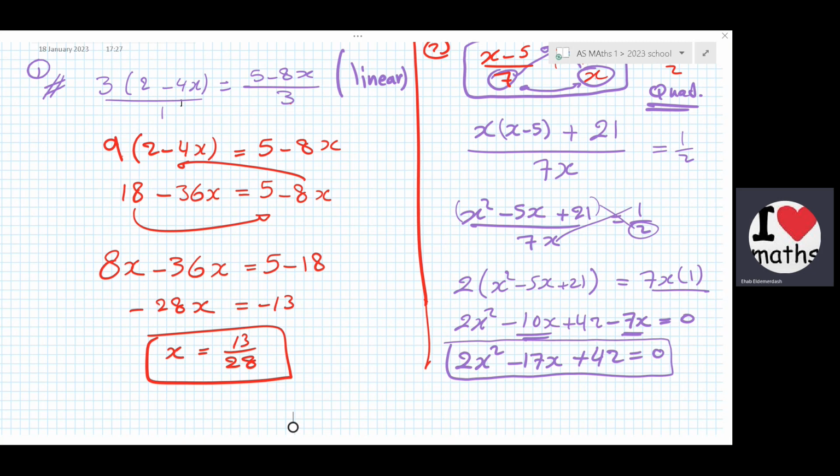In the linear equation, I have to collect all the x terms on one side and the numbers on the other side.